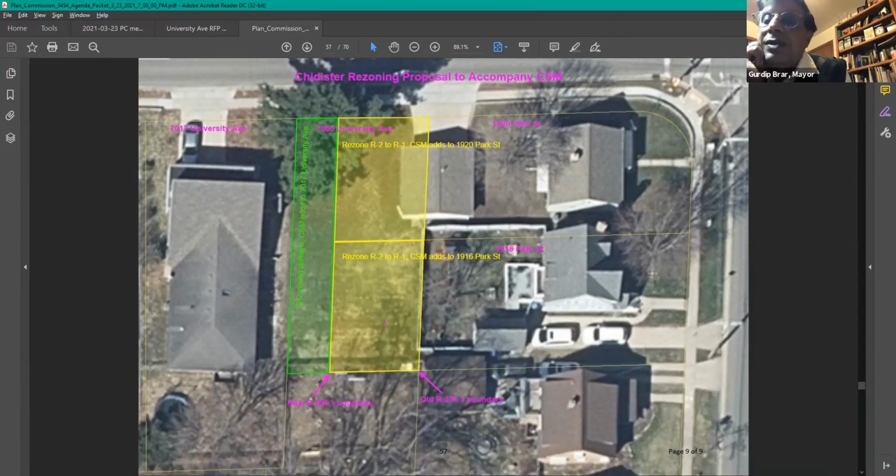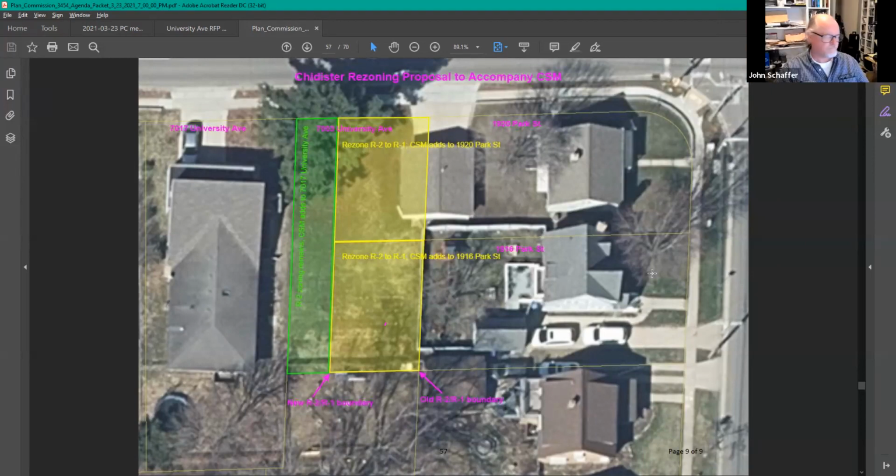Okay, any questions or comments? It's all straightforward. Please raise your hand if you have any questions or comments. Okay, I don't see any. I want to make sure this is the rezoning from R2 to R1, and it's correctly noted in the public hearing part, but not on the agenda. All those in favor of the motion, rezoning portion of 2 lots from R2 to R1 at Chidester, 1916 and 1920 Park Street, formerly 7003 University Avenue, say aye. Aye. Aye. Anyone opposed? Okay, motion passes.